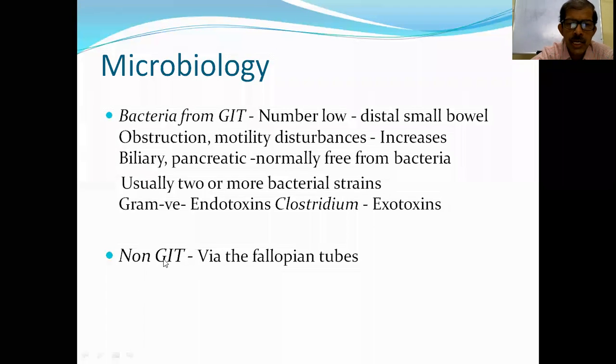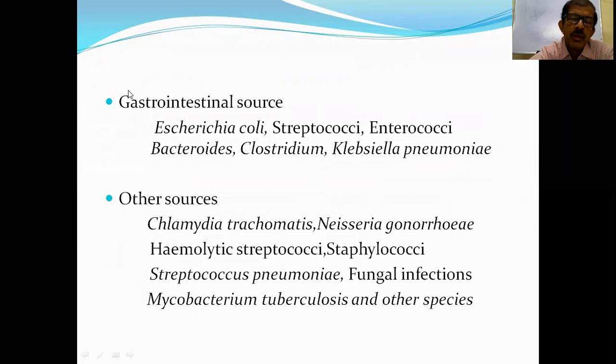Already I told you about non-GIT via fallopian tubes. So what are the different organisms? Escherichia coli, streptococci, enterococci, bacteroides, Clostridium and Klebsiella, of which Escherichia is very common, and after some time it is Klebsiella. Usually a combination of these two may be there.